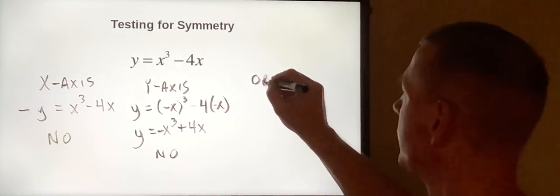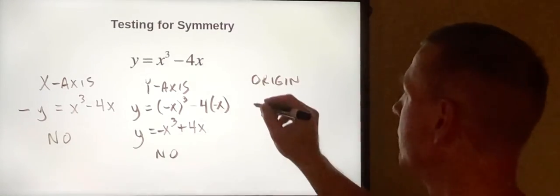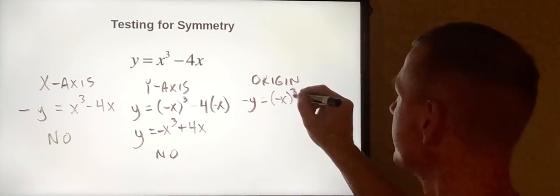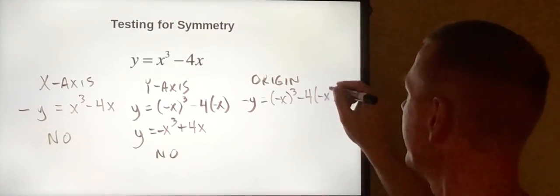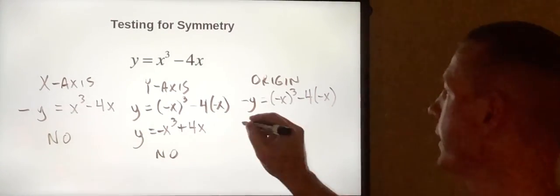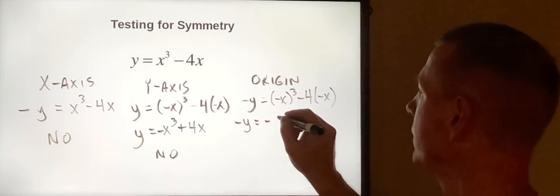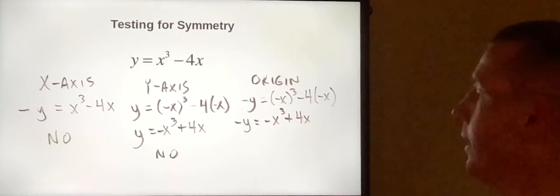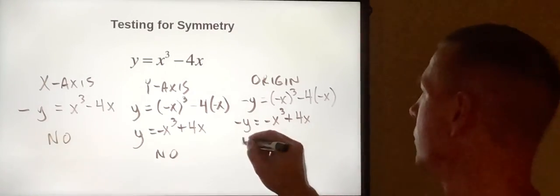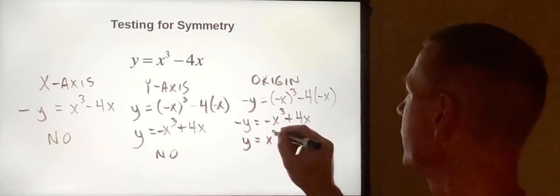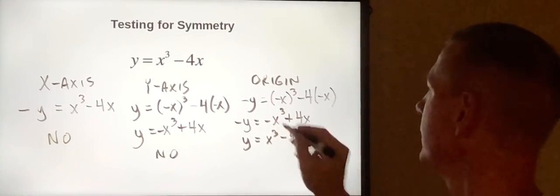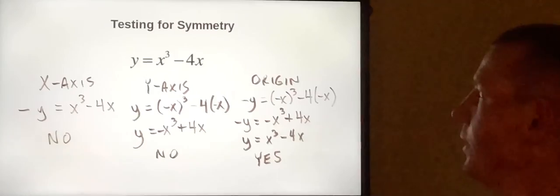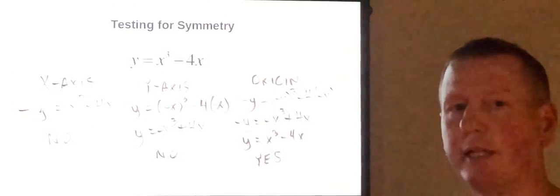And then the last situation, the origin, again, I'm going to put in a negative y, a negative x. And if I go through that process, I get negative y equals negative x to the third plus 4x. Well, if I multiply through by a negative 1, y equals x to the third minus 4x. And I see that these two equations are exactly the same. So in this case, this particular equation has symmetry with relation to the origin.